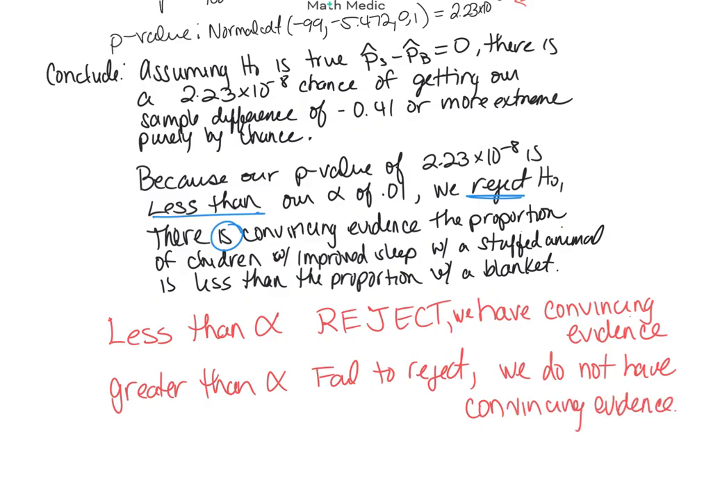Okay, you've got to get this part right. Reject, and we have convincing evidence when it's less. When it's greater than, we fail to reject, and we do not have convincing evidence.